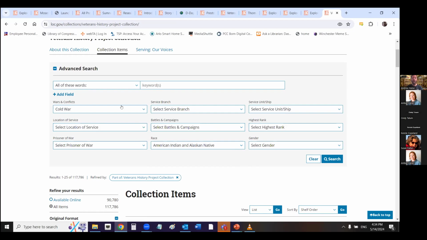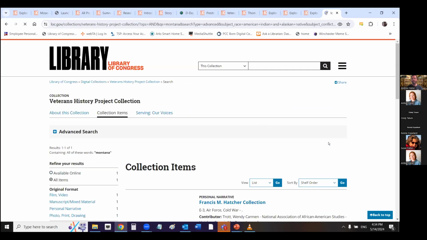So again, all of these can be combined to narrow this search down to be very, very granular and focused. And it can be combined with keywords. So if I'm going to Montana next month, and I wanted to find an American Indian or Alaskan Native veteran of the Cold War from Montana, I don't actually know if there are any, but I could combine those and search.